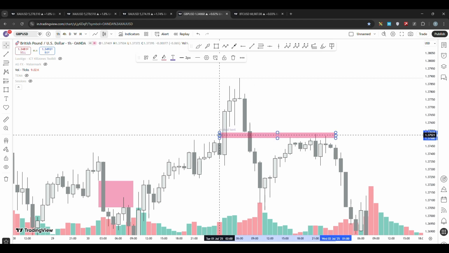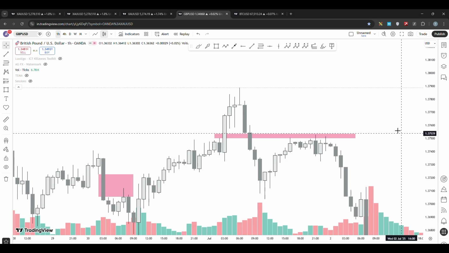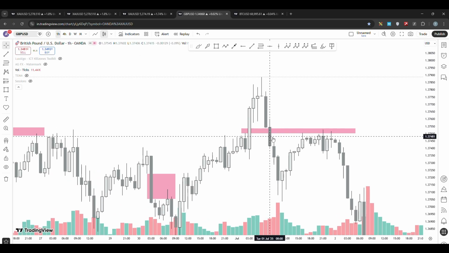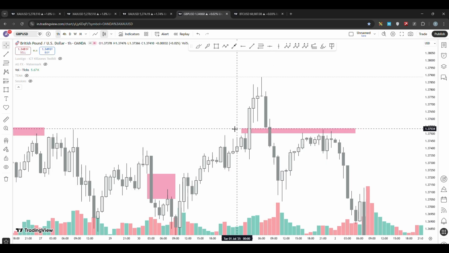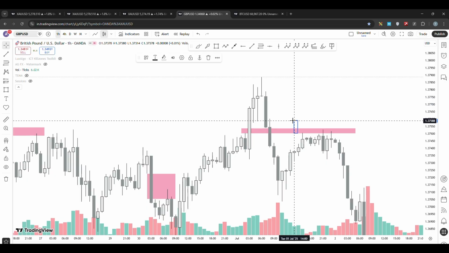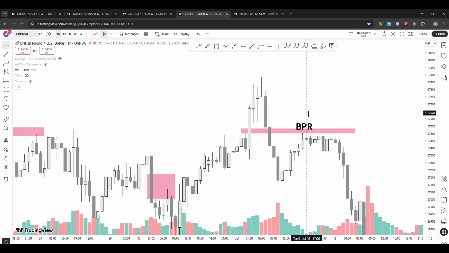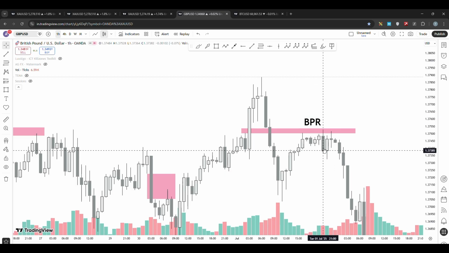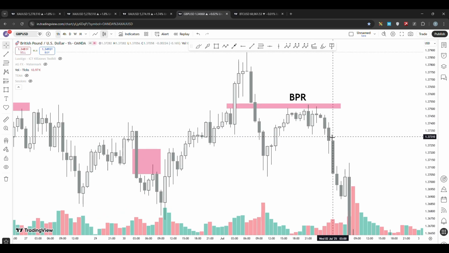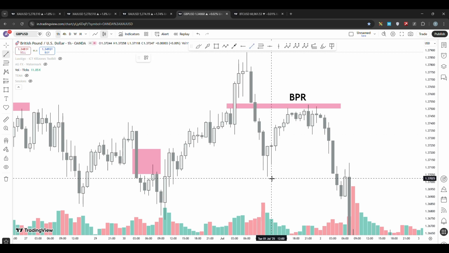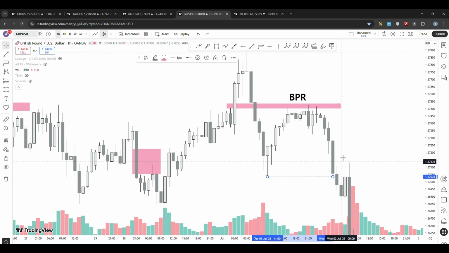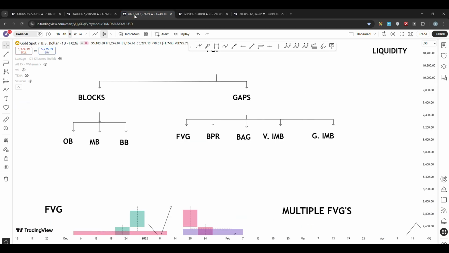So in this case, you can mark the common overlapping zone between these two fair value gaps, and this becomes a very powerful zone now, because now we are not just talking about one single fair value gap, rather we have got two fair value gaps overlapping with each other, which makes this zone a very powerful zone to watch. So you can see that market tapped into this zone, and from here market strongly displaced to the downside all the way to the last low.